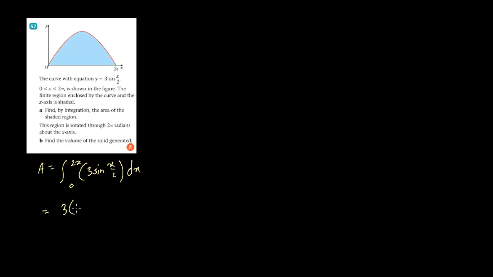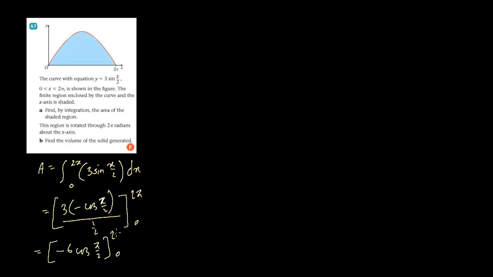This would be minus cos theta, and by the chain rule, derivative of the angle half x is going to be half, and the limit is going to be 0 to 2 pi. So this means we can write 3 divided by half is going to be 6, so minus 6 cos x by 2, 0 to 2 pi.